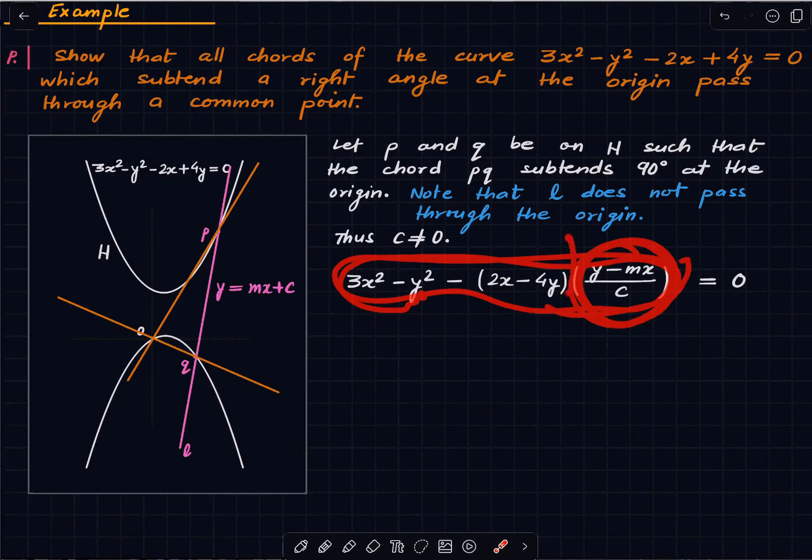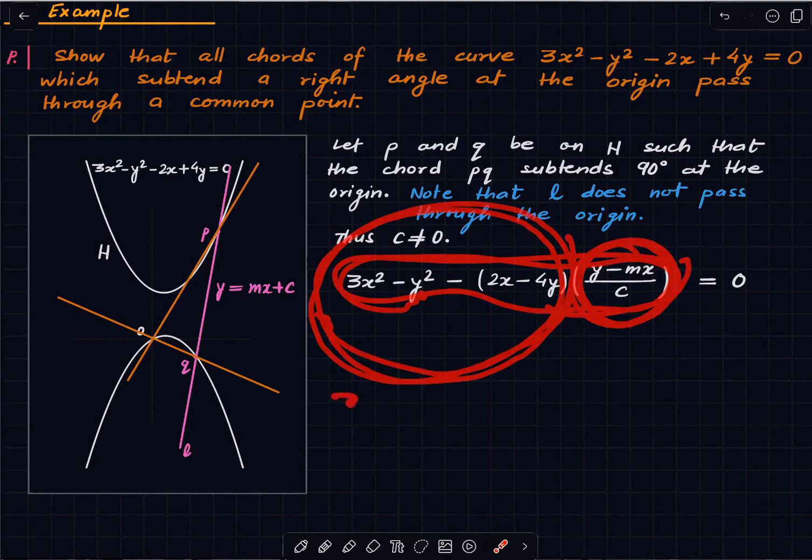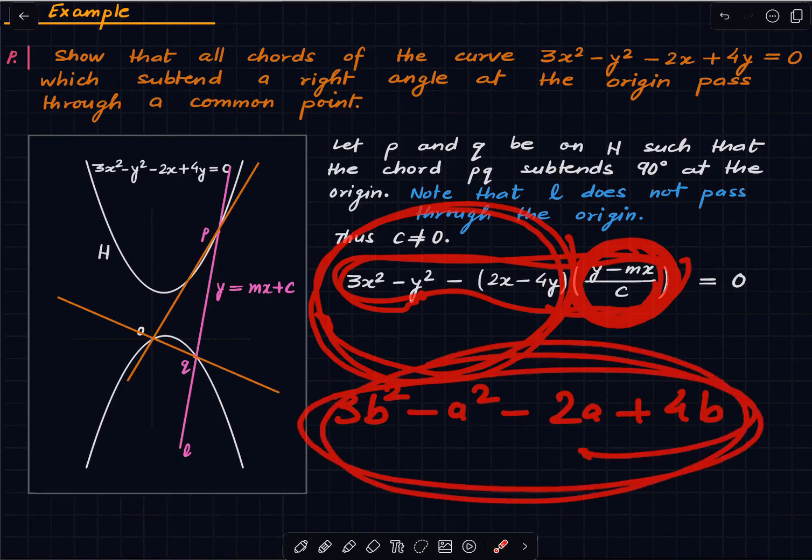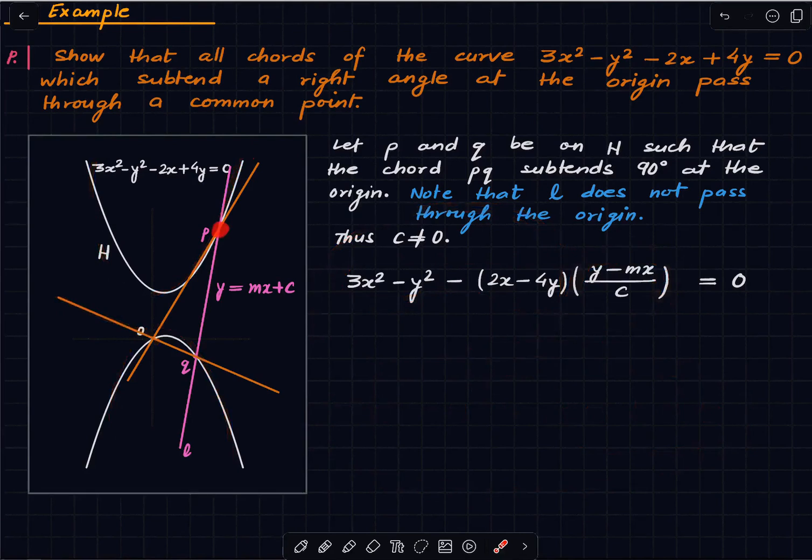And therefore, whatever remains is 3b square minus a square minus 2a plus 4b. That is what remains, because that much becomes 1. And this is 0 simply because a comma b is lying on the curve h. A comma b are the coordinates of P, and P lies on the curve h. So that's the reason why this thing becomes 0 when you substitute the coordinates of P in it.